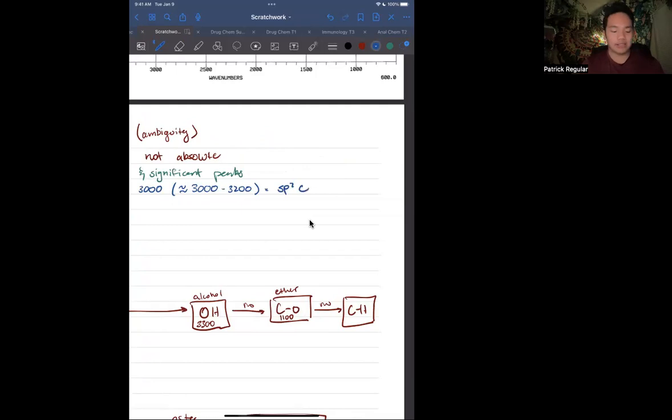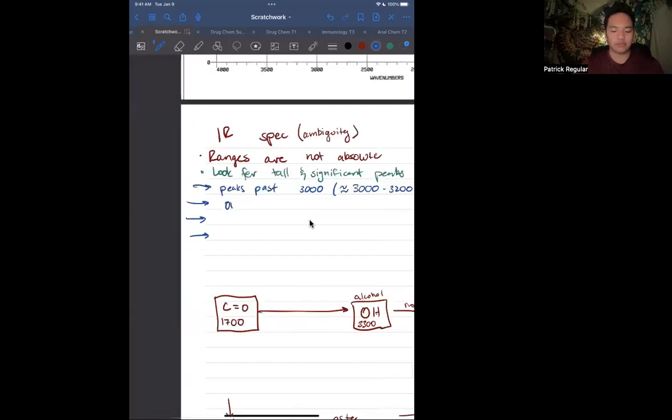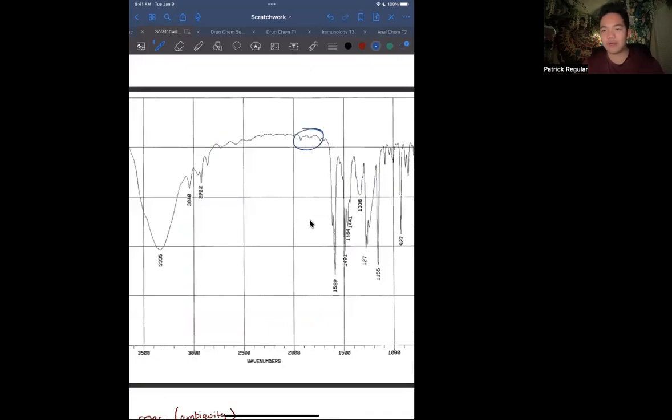Okay. Next, overtones. Overtones are going to be stuff that's right over here. All right, overtones are little squiggly lines. And this is a pretty good indicator because most of the time that region is pretty smooth if it's not aromatic. So if there are some overtone peaks there, good sign.